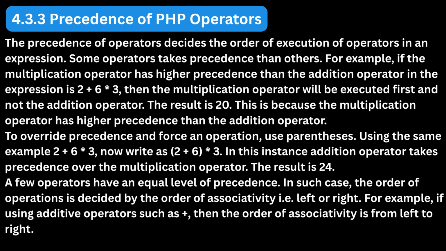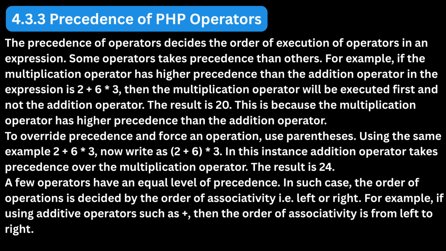If we take the same example, 2 + 6 * 3, and rewrite it as (2 + 6) * 3, then PHP will first evaluate 2 + 6, which equals 8, and then multiply by 3. This gives a completely different result, 24. Parentheses are extremely useful for making your intentions clear in complex expressions and for controlling the exact order of execution.